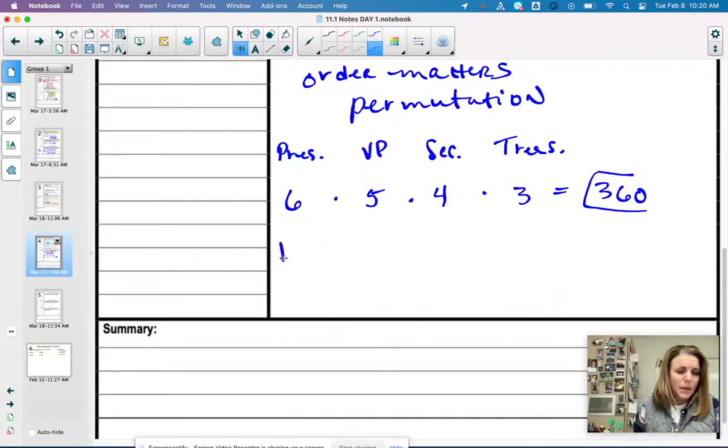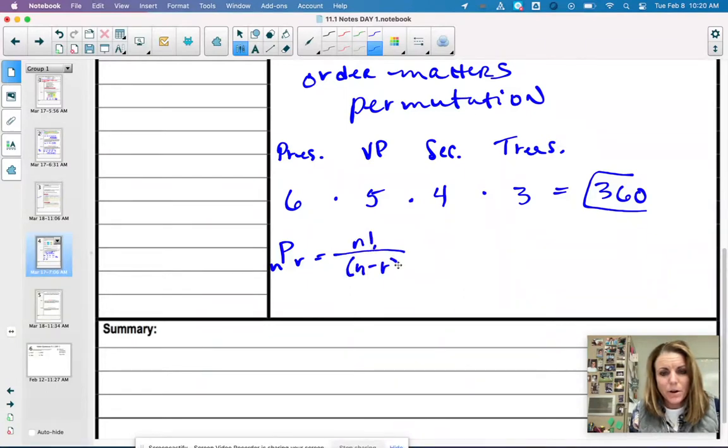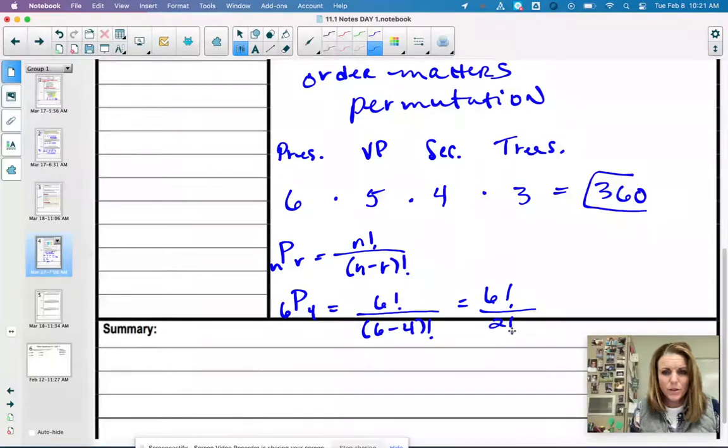Well, let's say we wanted to use a formula. So we have n factorial over n minus r factorial. We recognize that it's a permutation. We have 6 people and we are selecting 4 government positions: president, vice president, secretary, treasurer. So then we have n factorial all over n minus r factorial. Well, that's 6 factorial over 2 factorial.